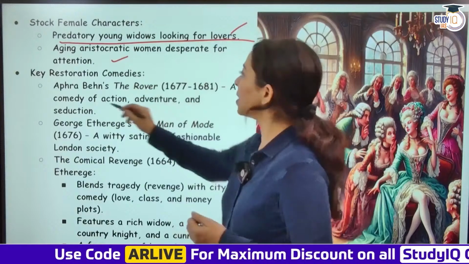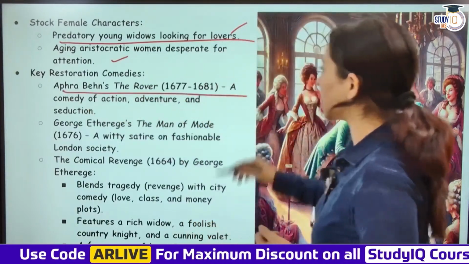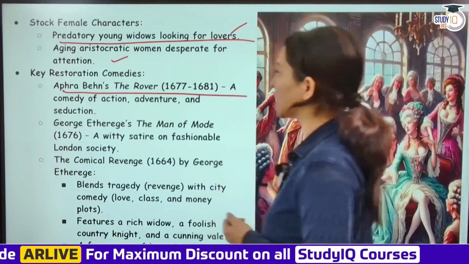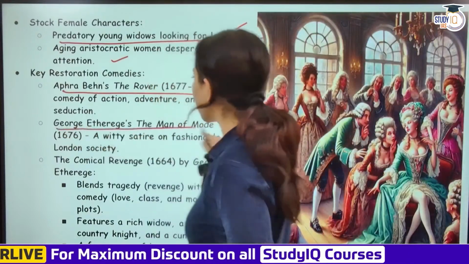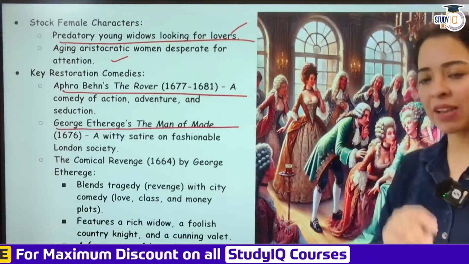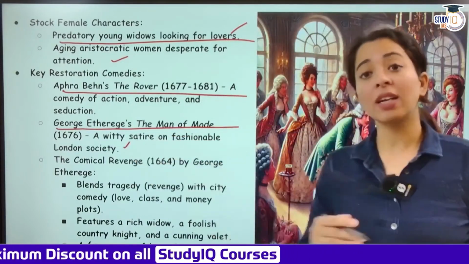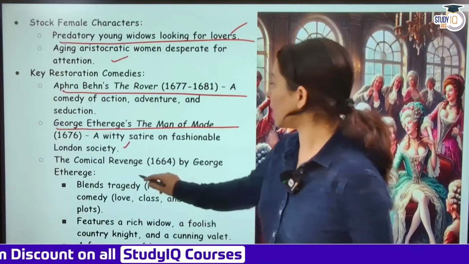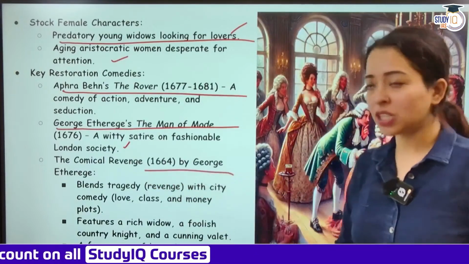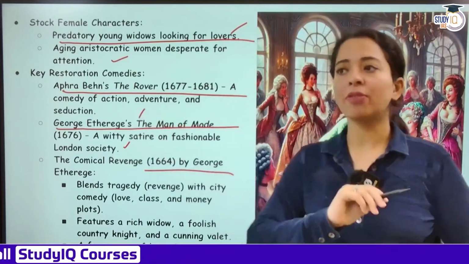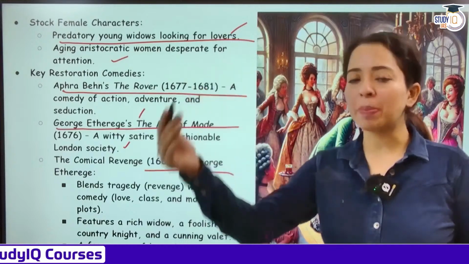Key Restoration comedies: Aphra Behn's The Rover, 1677 to 1681, a comedy of action, adventure, and seduction. George Etheridge's The Man of Mode, 1676, again a witty satire on fashionable London society. The Comical Revenge, another one, and this was by George Etheridge. Okay, so guys, George Etheridge, William Congreve, and George Farquhar, we will read all of them now.